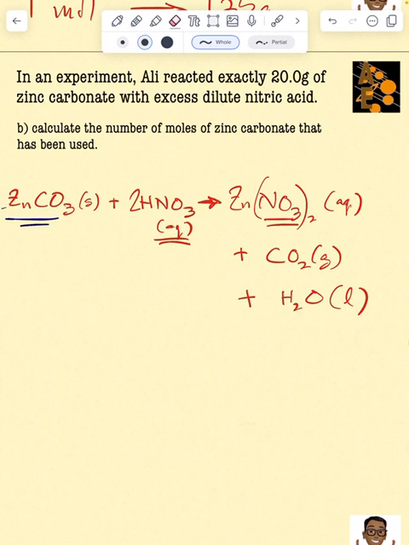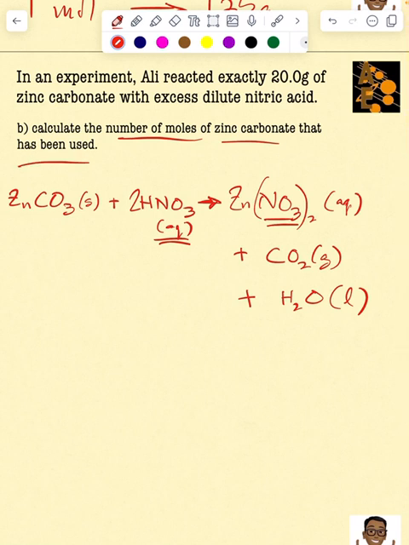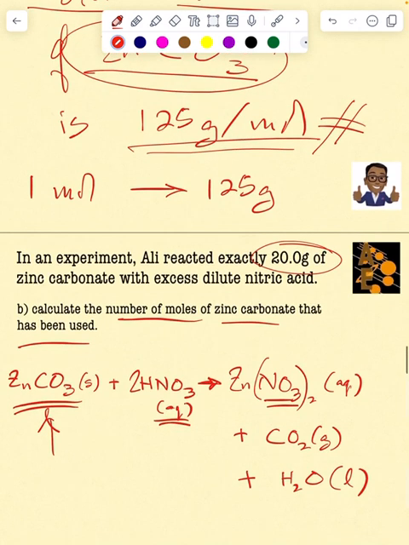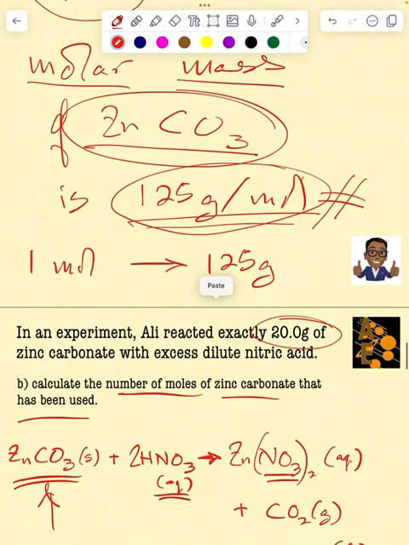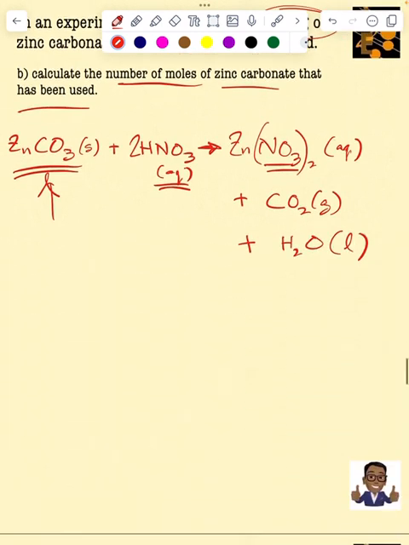So from there, can we calculate the number of moles of zinc carbonate that has been used? Zinc carbonate, where is our zinc carbonate? This is it, right? So we need to know the number of moles. Now we know that they use only 20 gram, right? And the molar mass of our zinc carbonate is 125 gram per mole. Correct? That means for every 1 mole of zinc carbonate, it will correspond to 125 gram. Correct? 125 gram of zinc carbonate for every 1 mole, right?